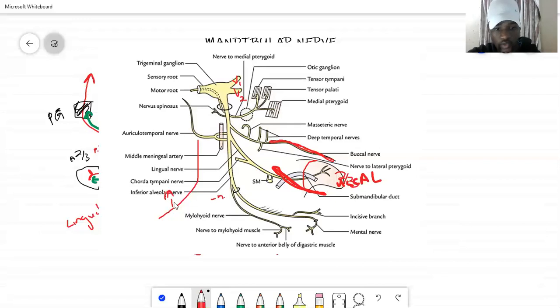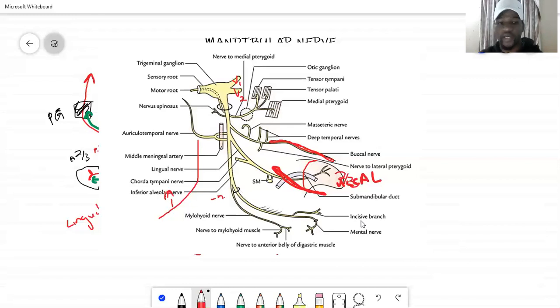And then you have your inferior alveolar. Your inferior alveolar, I said that it will give the nerve to mylohyoid, and then it will enter what is this foramen there? That is your mandibular foramen. It will go there, and then when it exits the mental foramen, it will be called the mental nerve. And then there's another branch of it that goes to the incisive branch. The incisive branch, think of your incisive fossa. Yeah, I will do that later on.